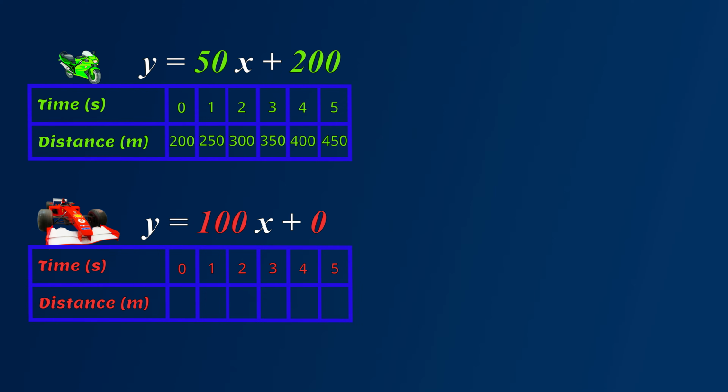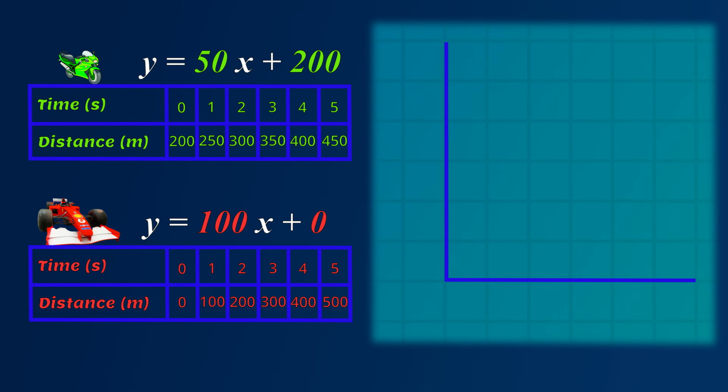We'll do a table of values for the faster car. At 0 seconds, that's the start. The car is right on the start line, so it's at 0 metres. After 1 second, the car is 100 times 1, that's 100 metres, and so on. Now look at this. Both the bike and the car are 400 metres from the start after 4 seconds. The value for the x and the value for the y fit both equations. Let's see what their graphs look like.